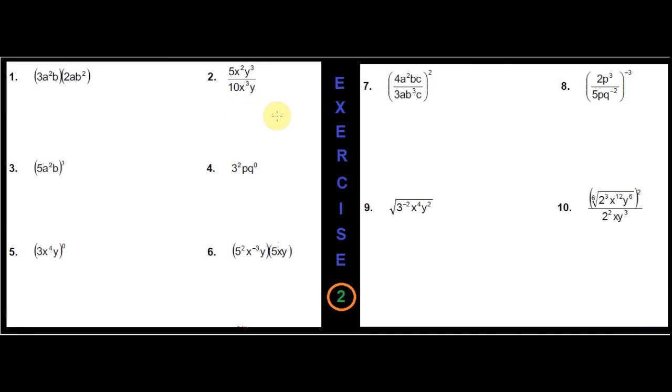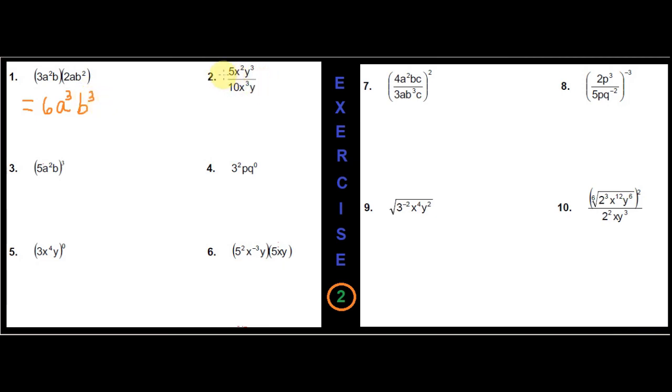Once again, please try this exercise before looking at the answers. In number 1, we're going to multiply out. So 3 times 2 is 6. Then it's a squared times a, which is a cubed. B squared times b, adding the powers, will give us b cubed.